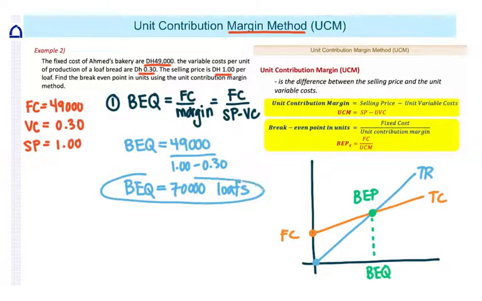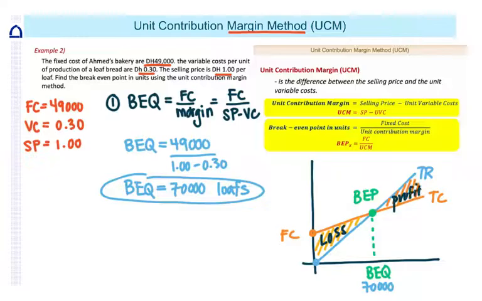What that means is in this bread business, they must sell at least 70,000 loaves of bread. If they sell less than that, this would be called a loss. If they sell more than that, then they will make a profit.